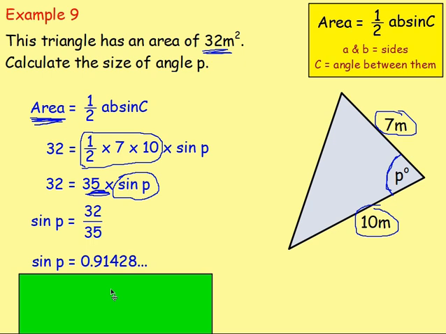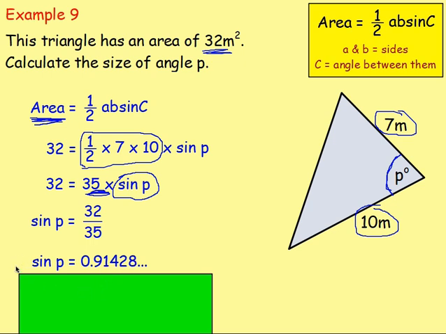So how do we get rid of sine? Brilliant, yes! You would have to take the inverse sine of sine, and then inverse sine and sine are going to cancel out. But on the other side, we would also have to take the inverse sine of this number here.